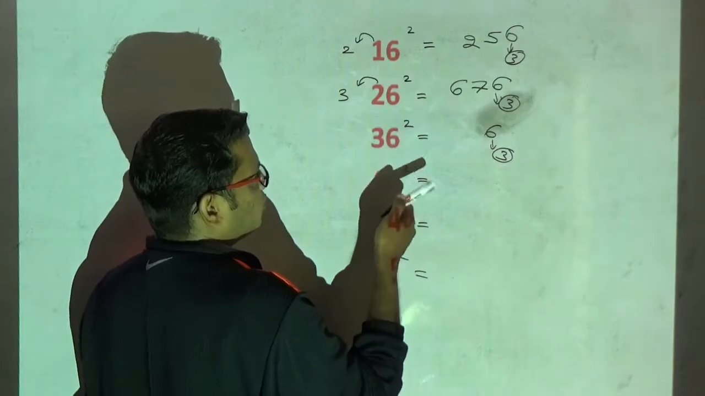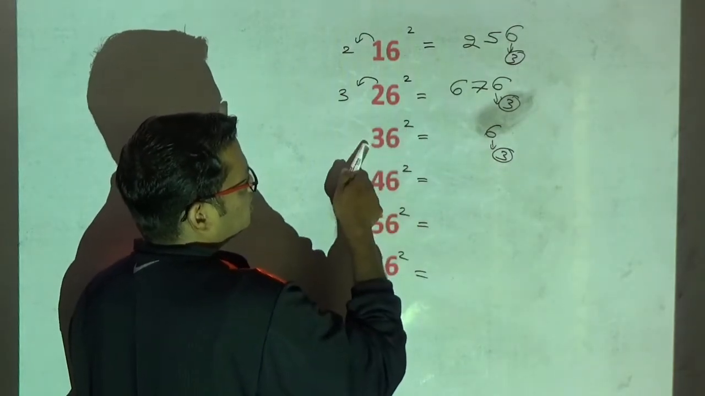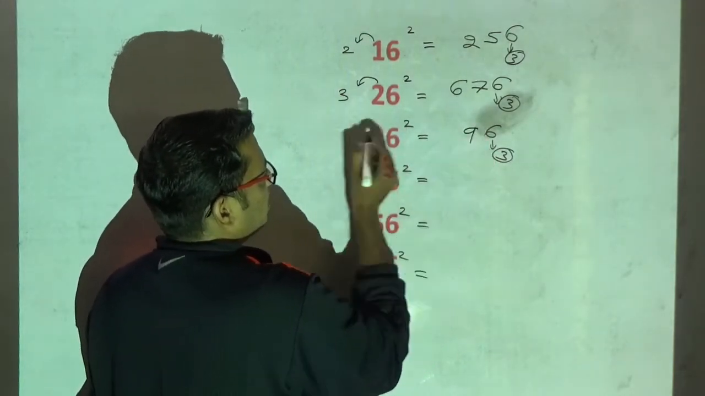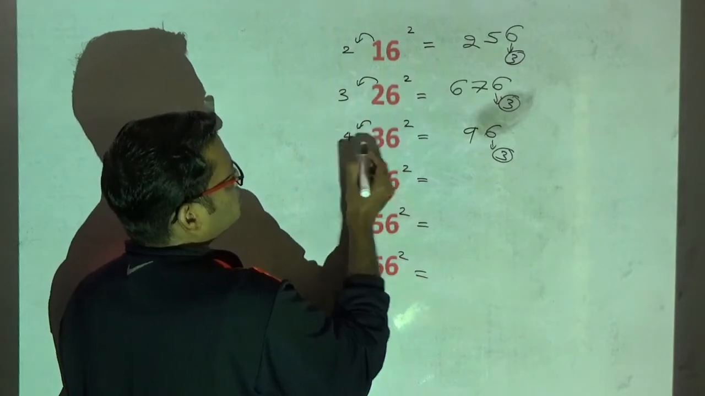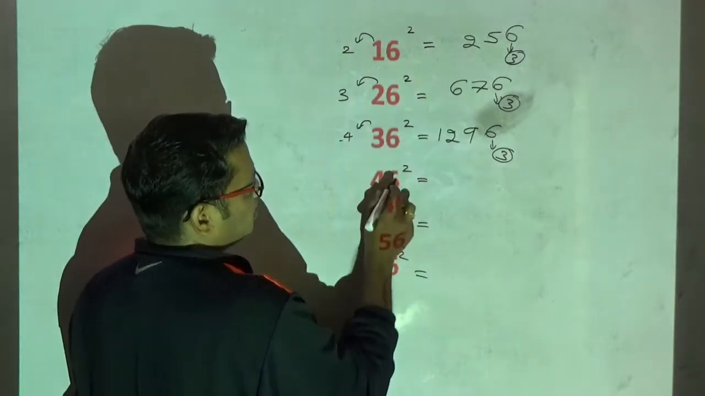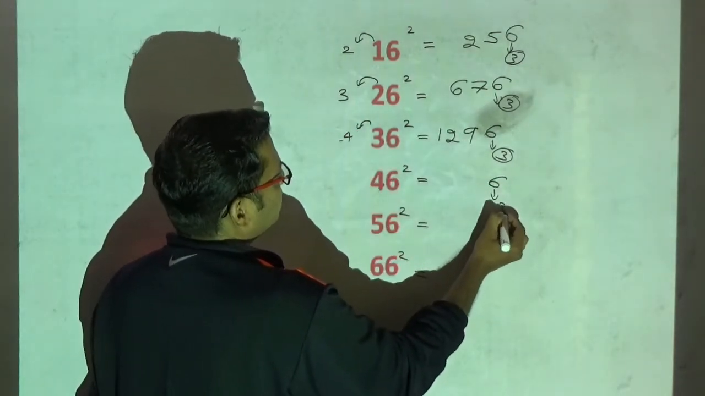Similarly here, 6 square 36, carry 3. Double your 6, 12. Unit place is 2. 2 into 3 is 6. 6 plus 3 is 9. Next number is 4. 4 3s is what? 12. That's my answer.